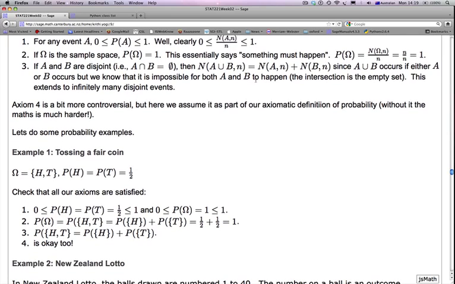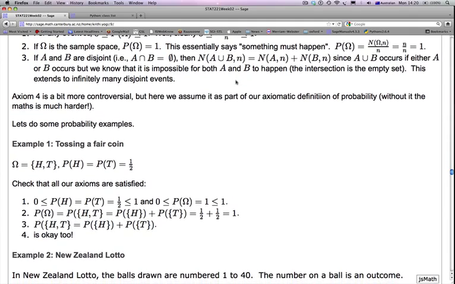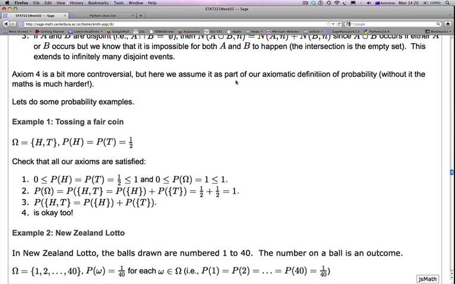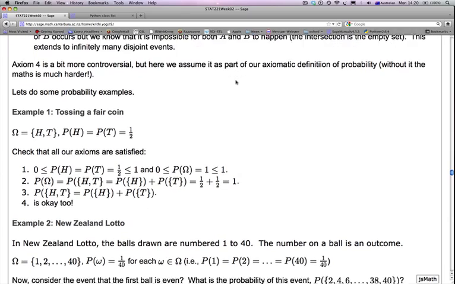Of course, for the fourth axiom, this simply extends to infinitely many disjoint events, under more strict assumptions and logic under the hood. So axiom 4 is a bit more controversial, right? But here we assume it is part of our axiomatic definition of probability. That's what we assume in this class. We don't go into any philosophical discussions about axiom 4. The main thing is that we take a pragmatic approach. Having axiom 4 helps us make very nice probability models that we'll see in the sequel are very useful to solve real-world problems.